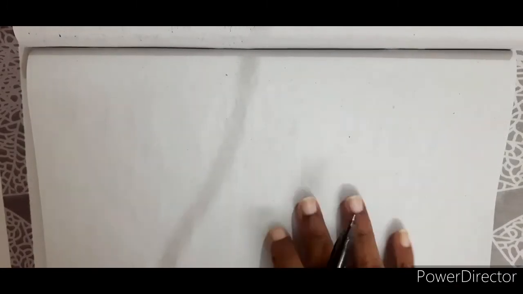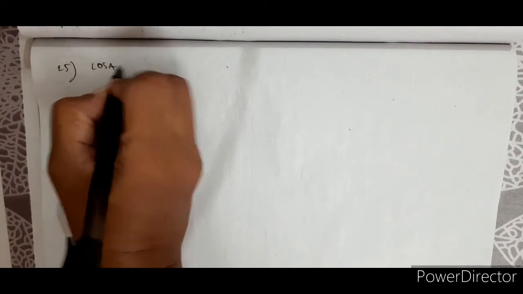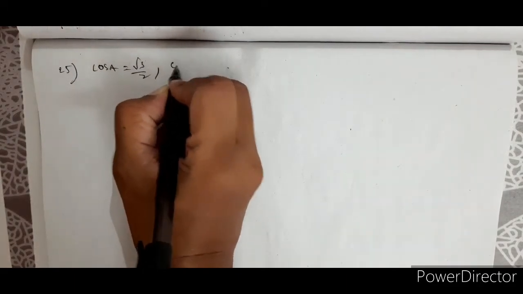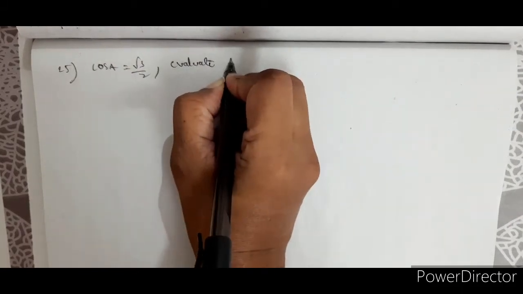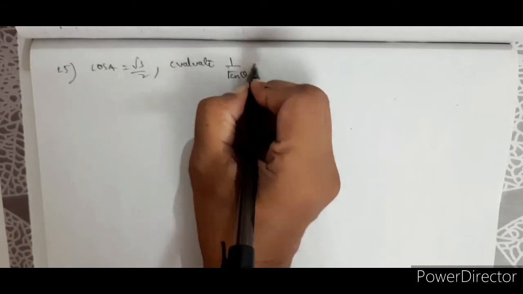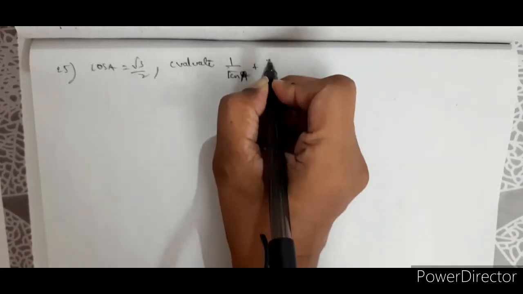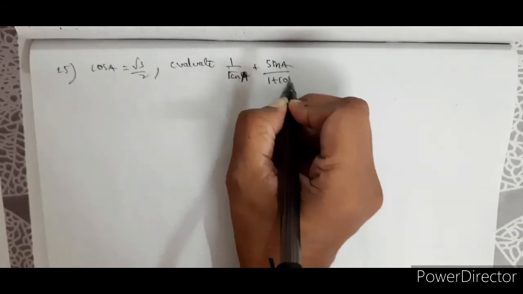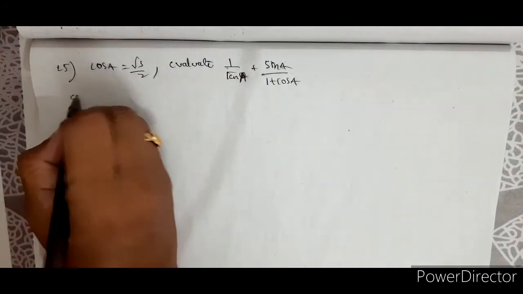Now the 25th problem as planned. It says cos A is equal to root 3 by 2 is given. We need to evaluate 1 by tan A plus sin A by 1 plus cos A. Because A is given here, obviously it will be A. Right, so how do we do it?